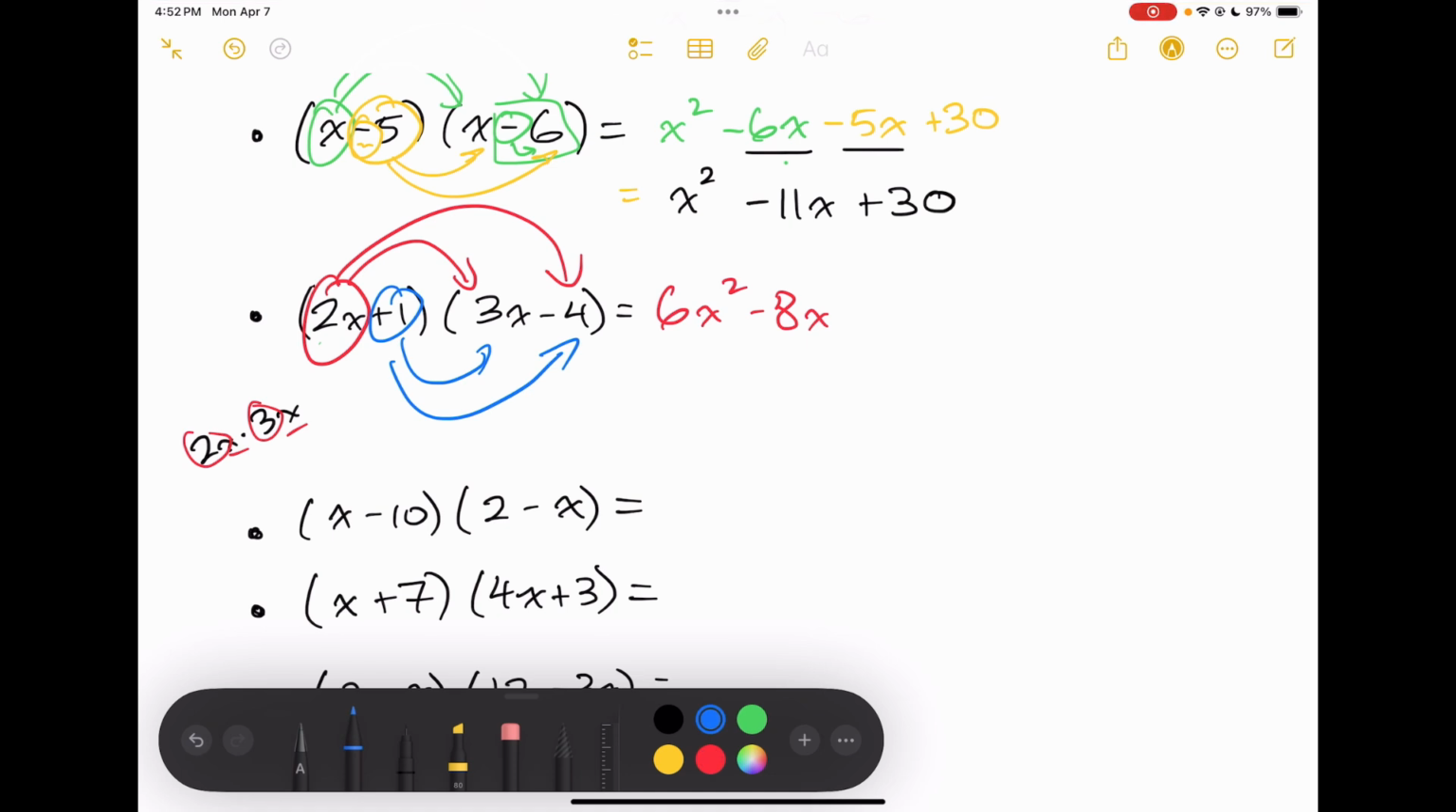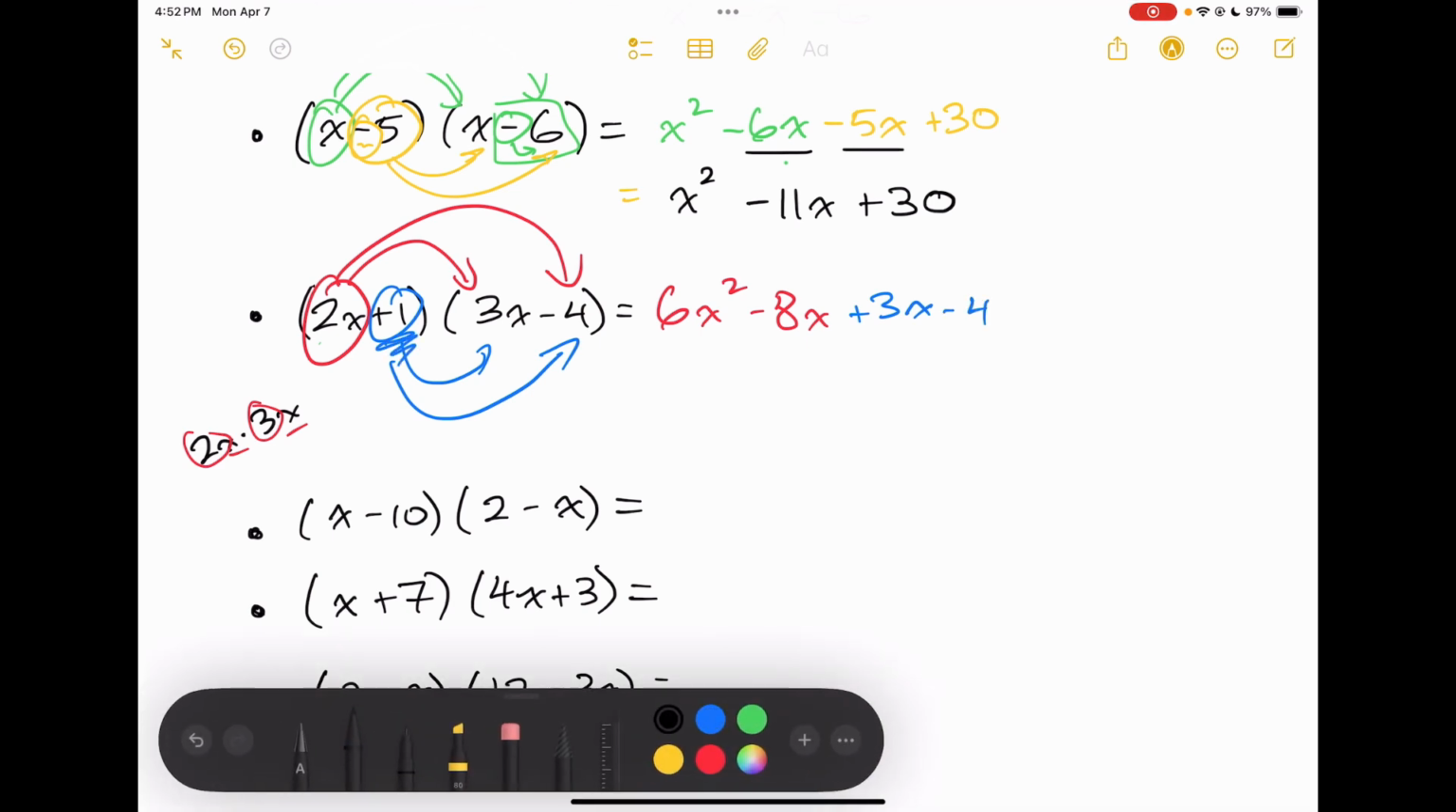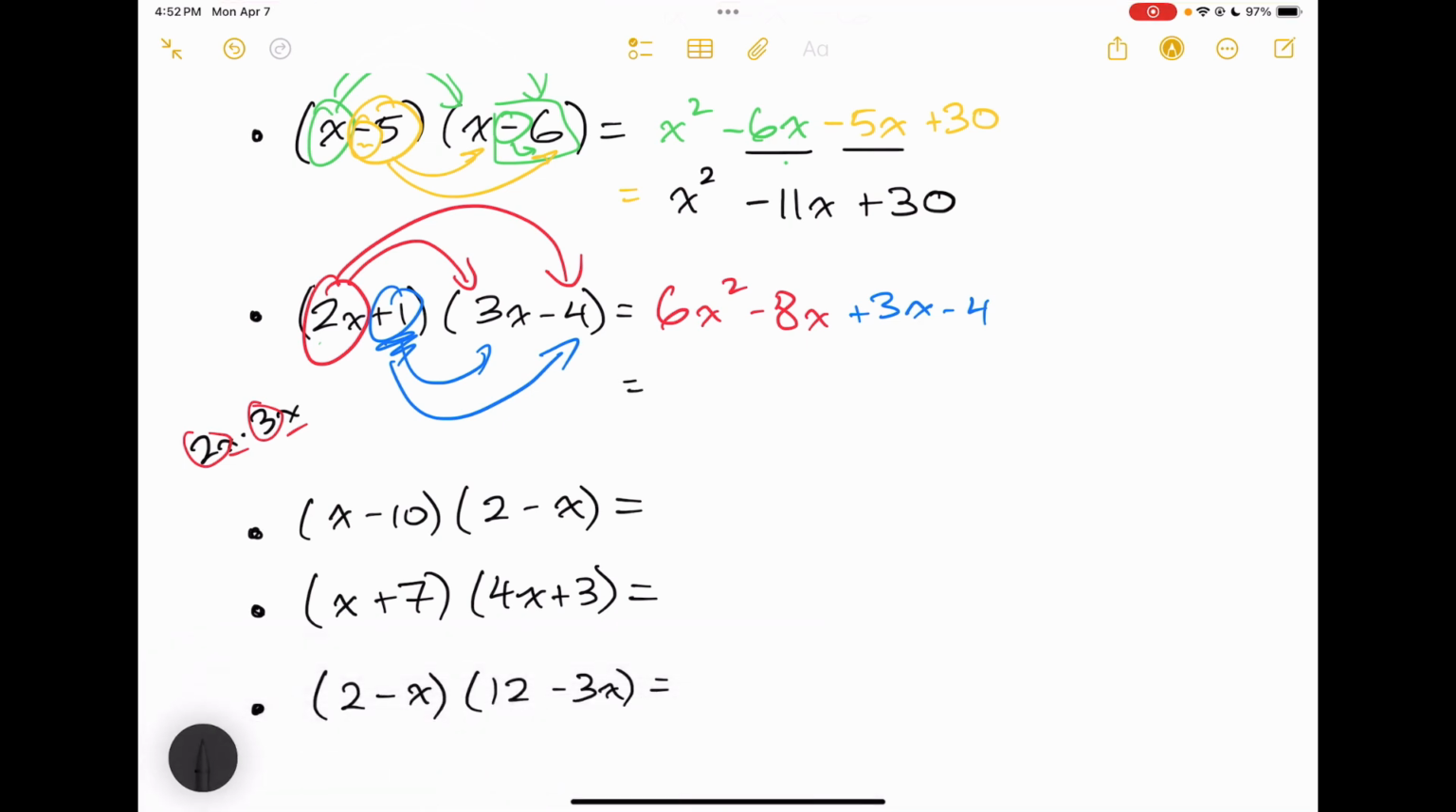Finally, 1. 1 times 3x. Oh, that's just 3x. And then 1 times negative 4. Just negative 4. We like 1s. 1s are helpful. 1s are easy. And now we combine negative 8x and 3x. So it's going to be 6x squared minus 5x minus 4.